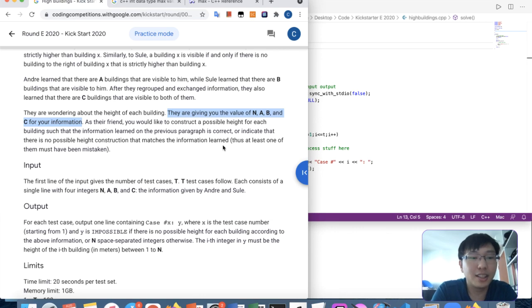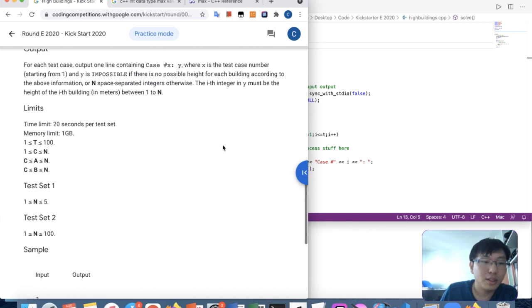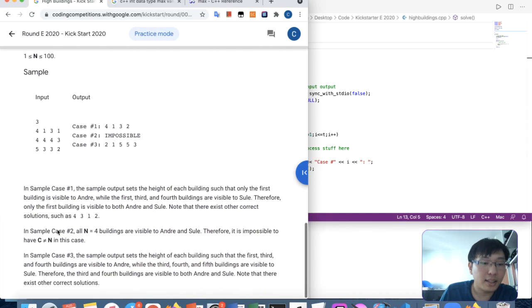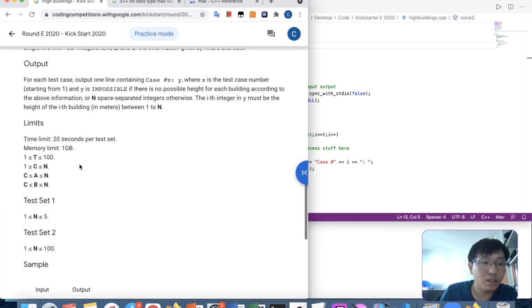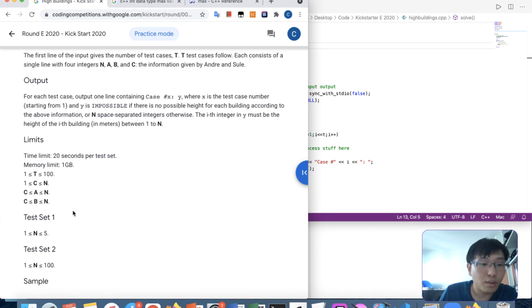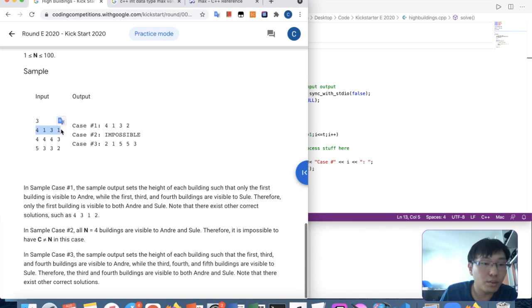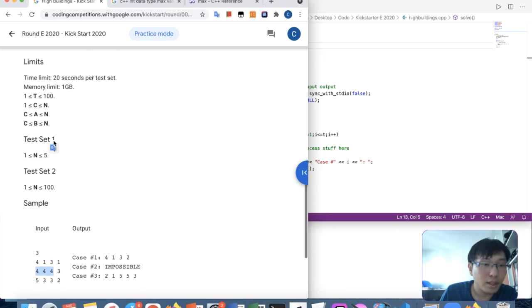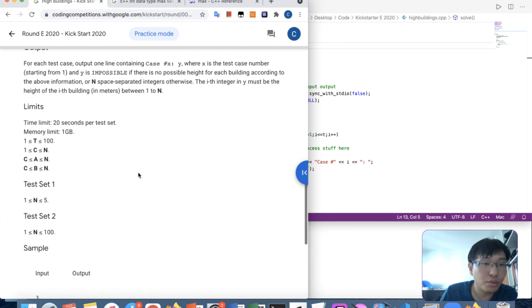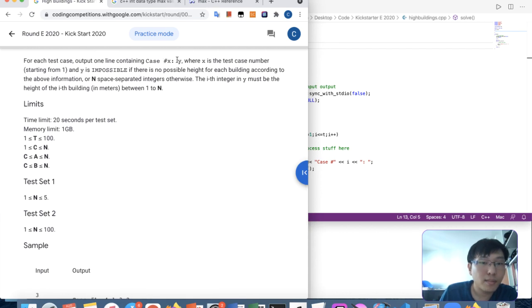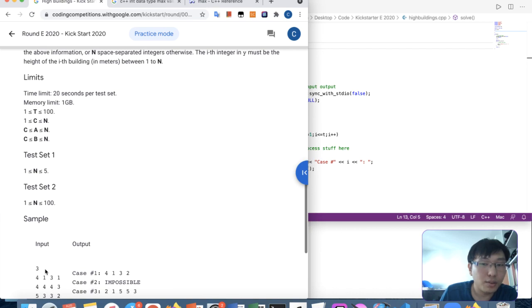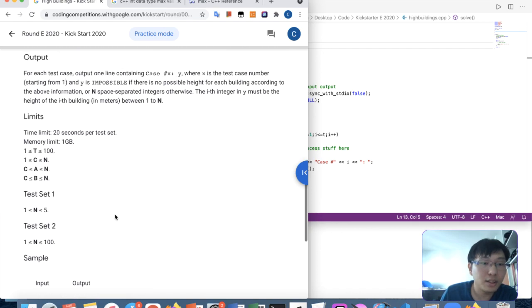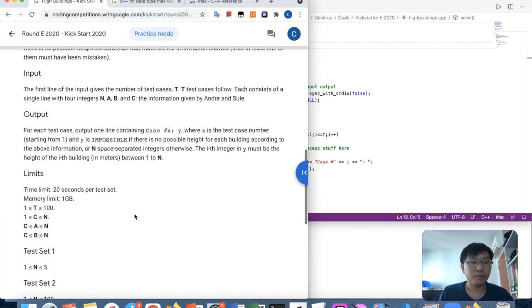Oh, this is difficult. All right, let's see how to solve this. Firstly, we take in n numbers. N is up to 100. And then, what's the input like? 4 1 3 1, 4 4 4 3. Case x y, where x is the test case number starting from 1. So we take in our test case. The first number is N A B C.